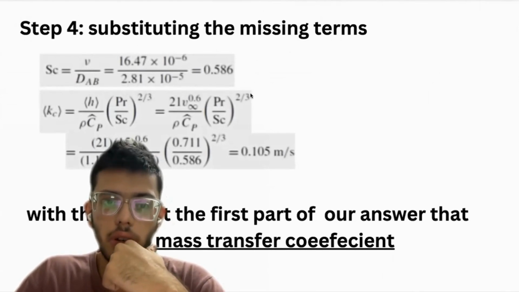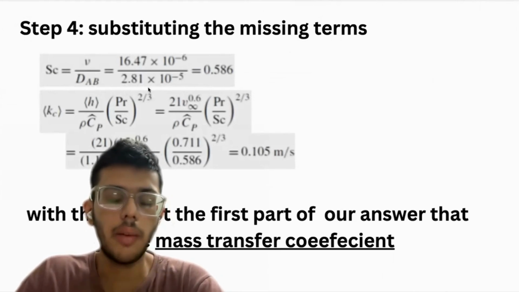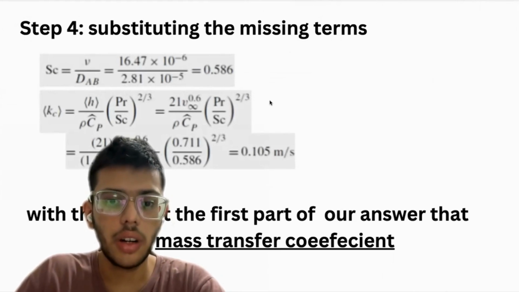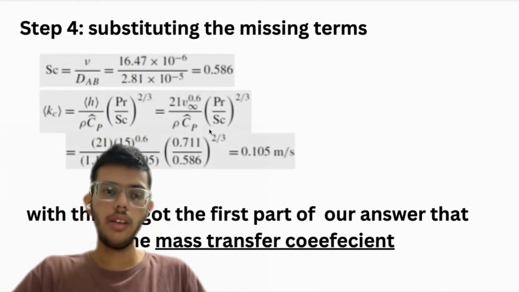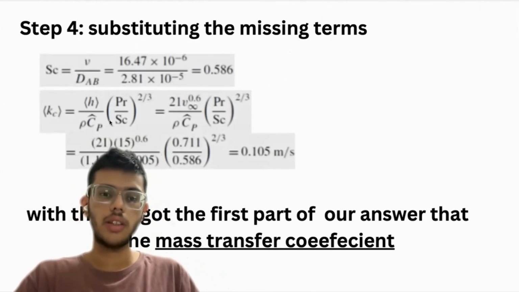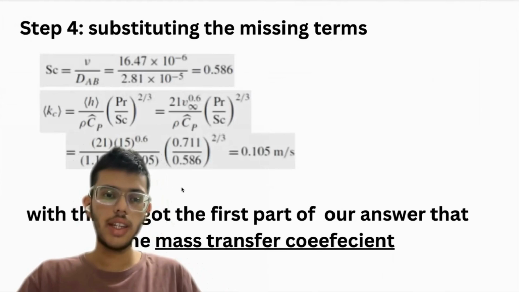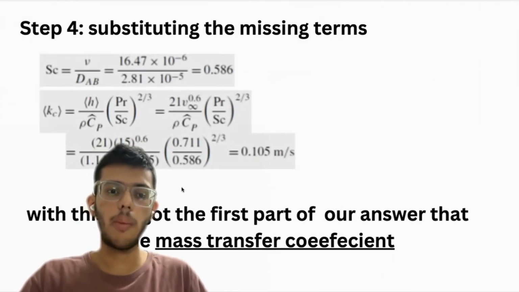You will notice there is no unit, as we already learned that this is a dimensionless number. So we aren't going to deal with any units in there. Finally, we need to find Kc, which is the mass transfer coefficient. So Kc average is equal to h average upon rho Cp into Pr upon Schmidt raised to 2 by 3.